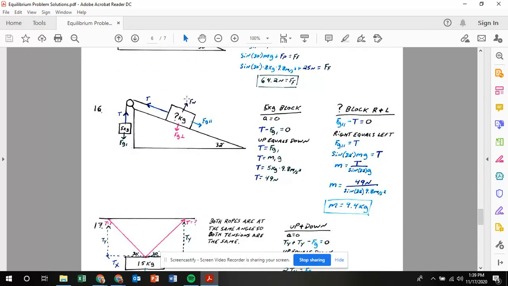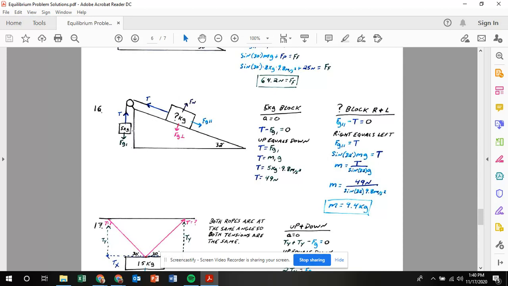Number 16, if we just take a look at the block that's on the hill, we do know where the forces go. Normal is up, gravity perpendicular is in its normal spot. Gravity parallel pulls down the hill, and we don't know the tension force. There's no friction on this, so these are all the arrows that we have on the block on the hill. We don't know the mass, and because we don't know the mass, we don't know any of these forces, so we have to not start with the block on the hill, but instead start with the block that's hanging.